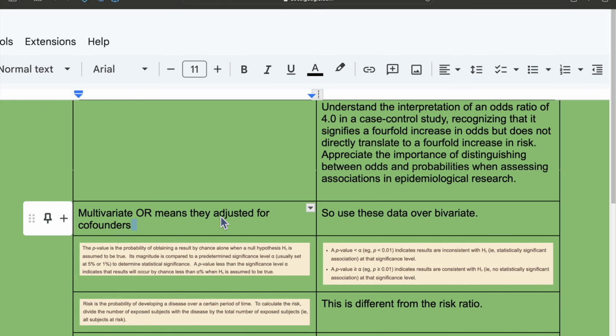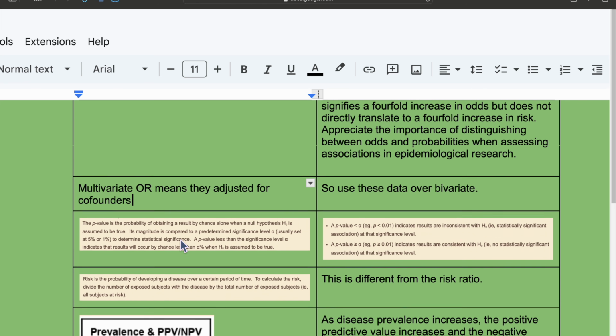Multivariate OR means they adjusted for confounders. Okay. So when you have a diagram of all the charts and results and outcomes, and there's one where they say bivariate, and there's one that says multivariate of OR, that means they have adjusted for the confounders. So use these data over the bivariate ones. Okay.